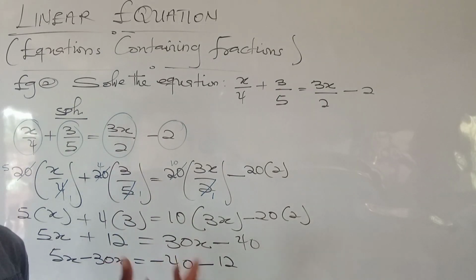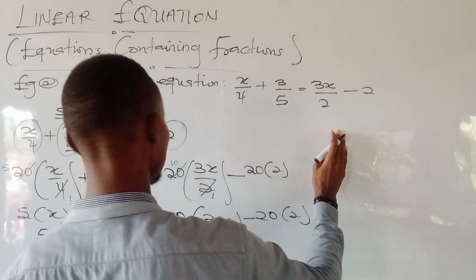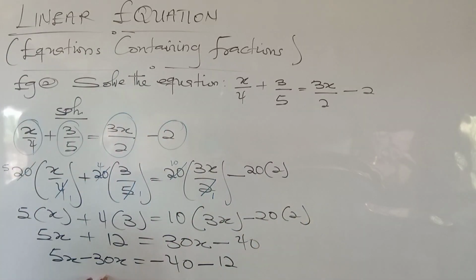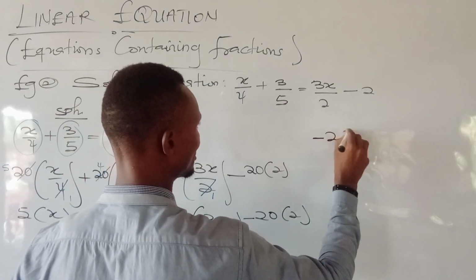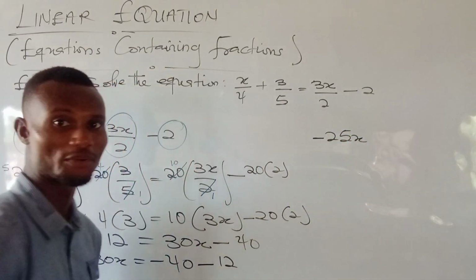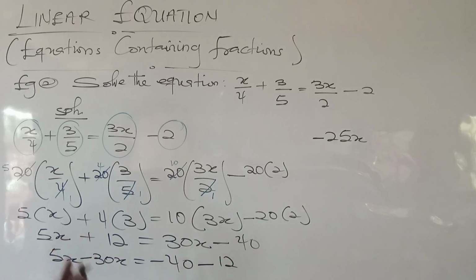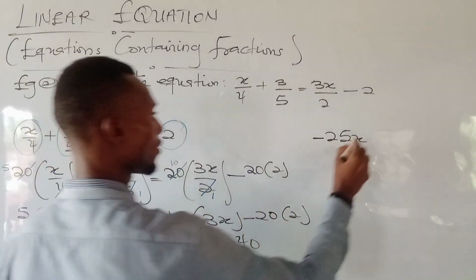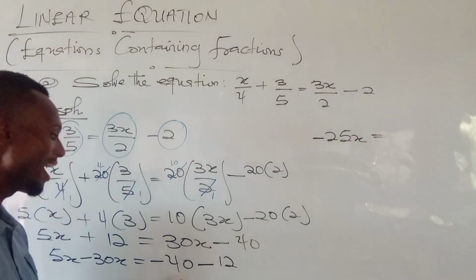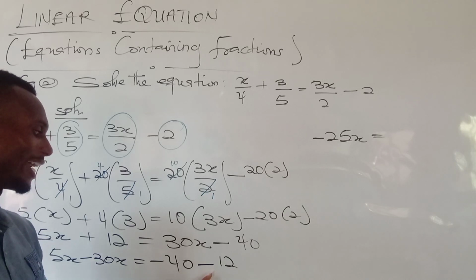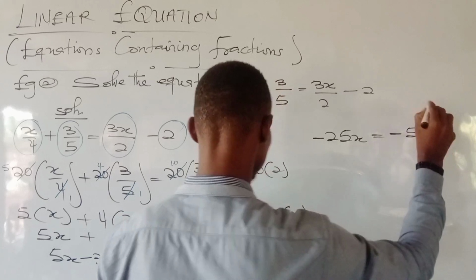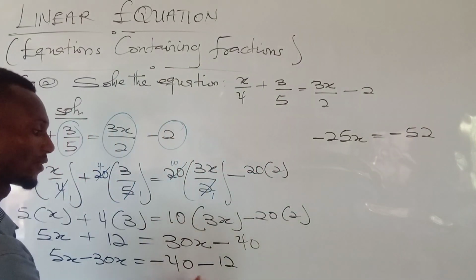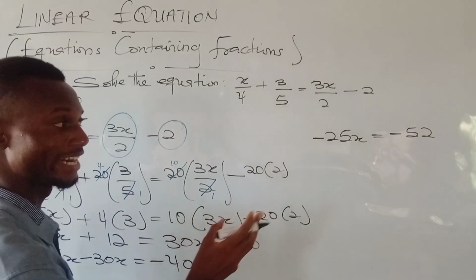Okay, from here we can simplify further. So let me continue from here. So the 5s minus the 30s will give me negative 25s. Hope you agree with me. 5s minus 30s gives me negative 25s equals, okay, the minus 40 minus 12 will give me minus 52. Hope you agree with me. Minus 40 minus 12 gives me minus 52.